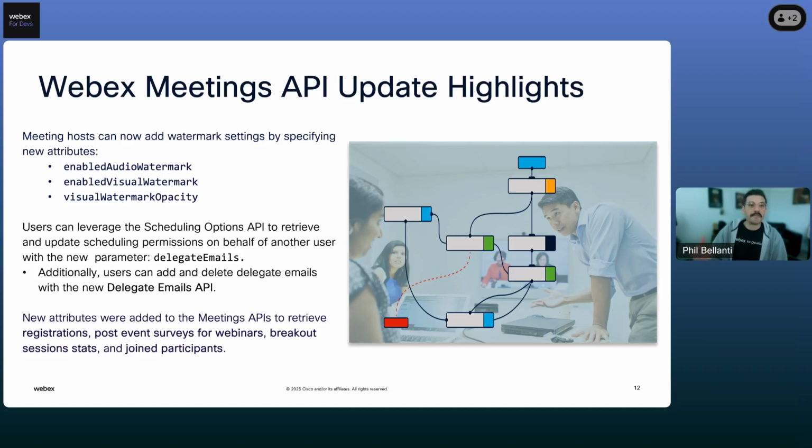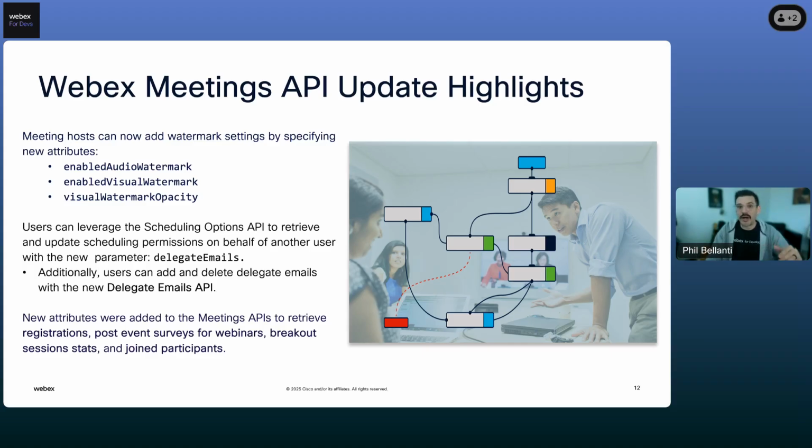But first, meeting hosts can now create a meeting, or patch or update a meeting, with watermark settings. So you can just specify one of those parameters: enabled audio watermark, enabled visual watermark, or visual watermark opacity attributes. These attributes can be returned when you get a meeting, list meetings, or list meeting series too. Essentially, when a meeting has audio watermarks, admins can upload that audio recording to Control Hub, and it'll analyze the recording and look for those unique identifiers inside it.